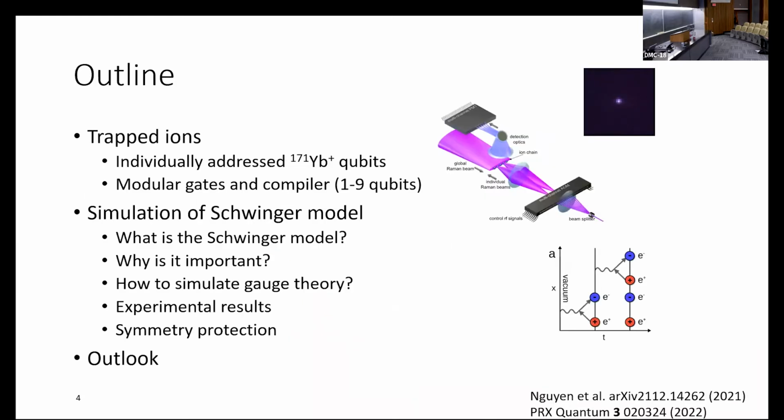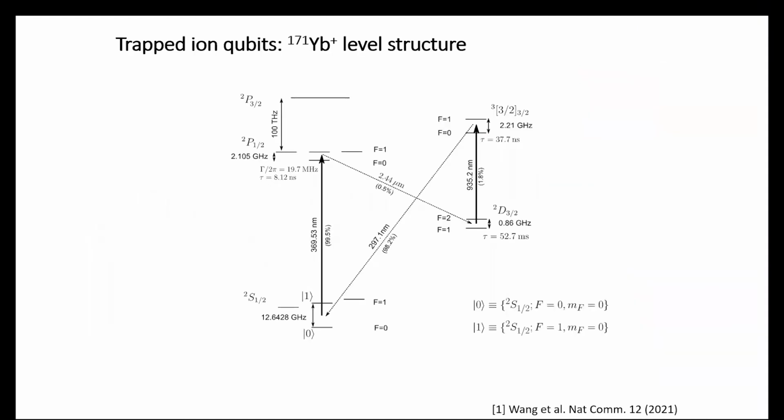So the outline of my talk is like this. In the first part, I'm going to talk about our experimental setup and how we do gates. And in the second part, we'll talk about how we implement this using our setup to perform the simulation of the Schwinger model.